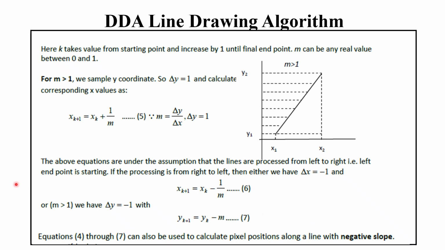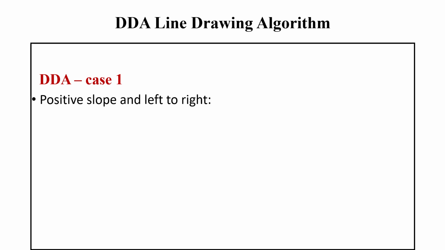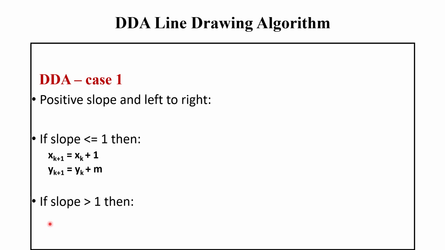So we have seen so many equations. So those equations will deal with positive and negative slope as well. So you will get a clear picture of 4 different cases. Case 1, when you have a positive slope and when you are moving from left to right, if the slope is less than or equal to 1, then you will have x incremented by 1 always and y incremented with m always. Suppose if the slope is greater than 1, then x is incremented by old value of x plus 1 by m and y is always incremented by 1.